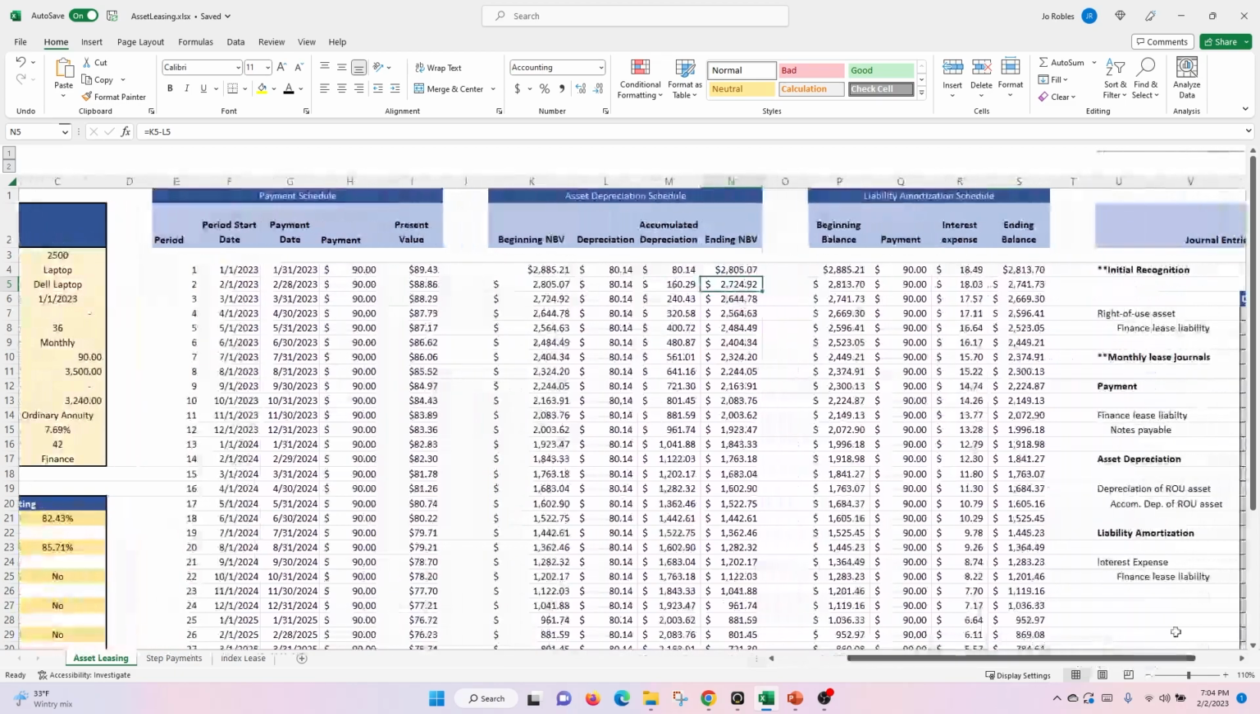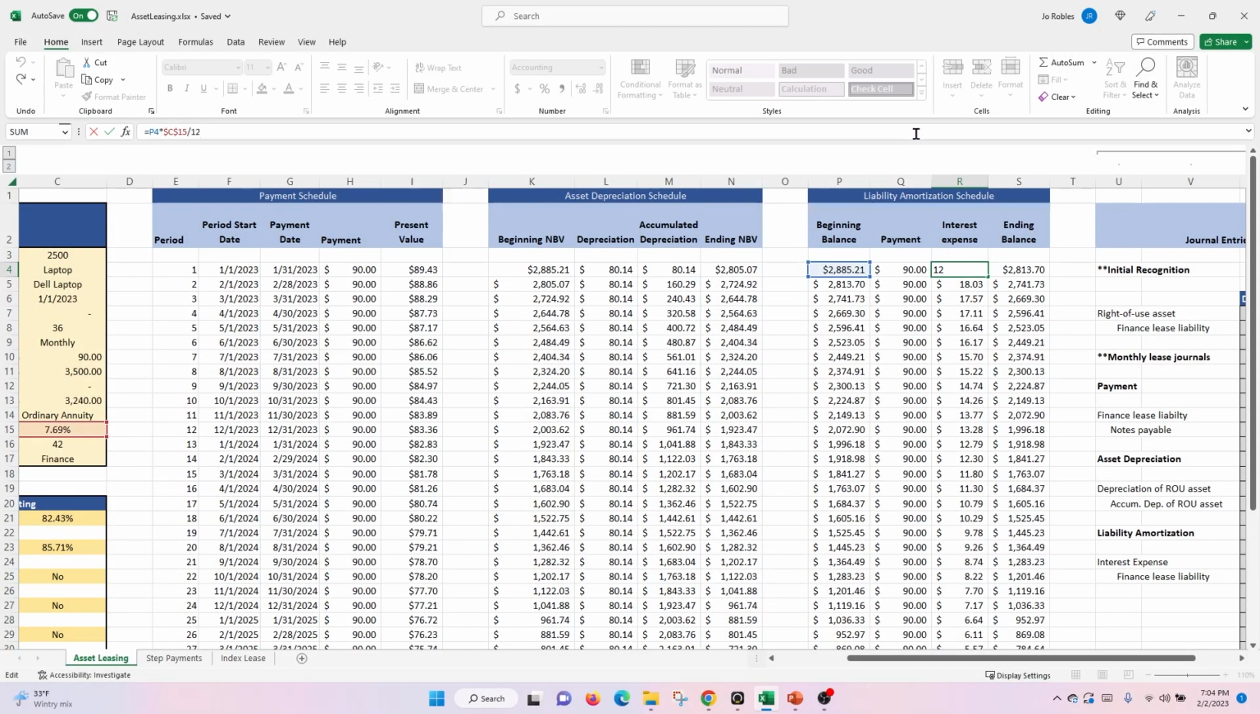Now, moving forward to the liability amortization, again, you're taking that same 2885.21. You are adding here the payments that we discussed before. Now, for the interest expense, you do have a calculation here. You are taking your beginning balance and multiplying it by your incremental borrowing rate, and you also divide by 12 because this is a monthly compounding.